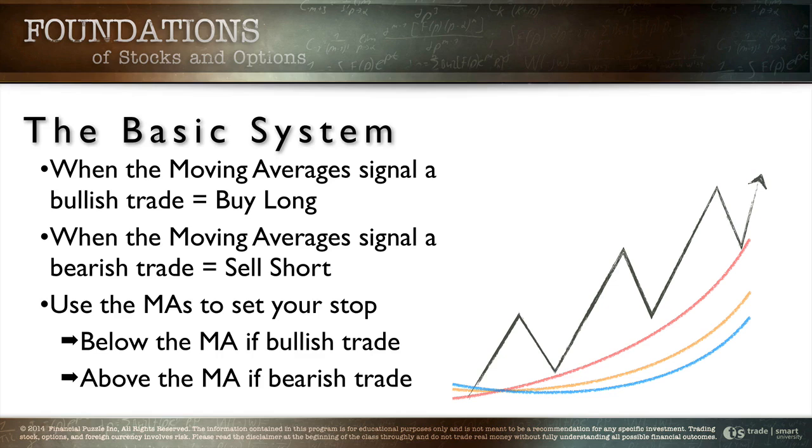We're looking for the trigger of a bullish trade. You're going to buy long. Trigger of a bearish trade, you're going to sell short. If you're in a bullish trade, you're going to set the stop below the moving average, typically the 10 period. If you're in a bearish trade, you're going to set the stop above the average.